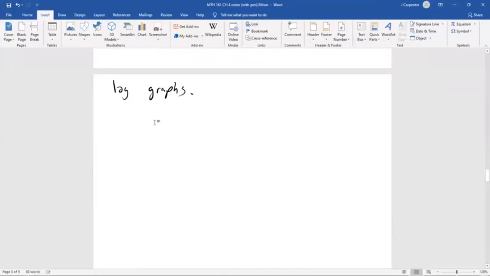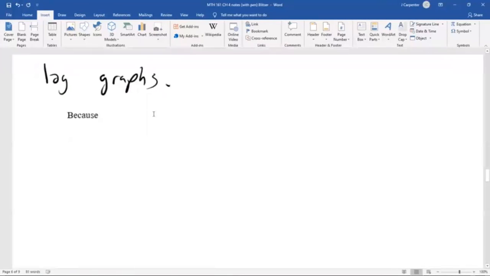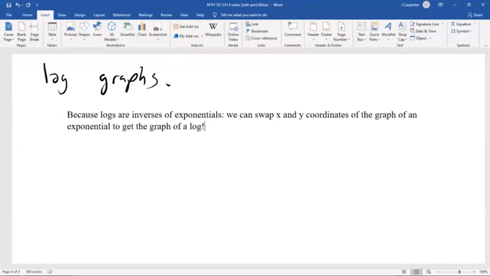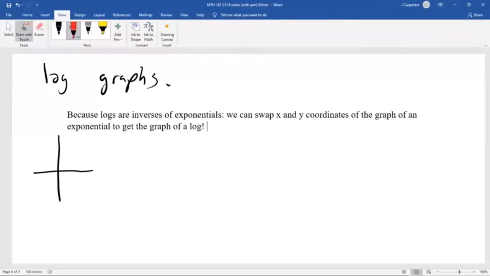So as a reminder, because logs are inverses of exponentials, we can swap x and y coordinates of the graph of an exponential to get the graph of a log. So I'm going to do this kind of small, and then I'm going to put both the exponential and the log in one picture, and then I'll just do the log by itself.